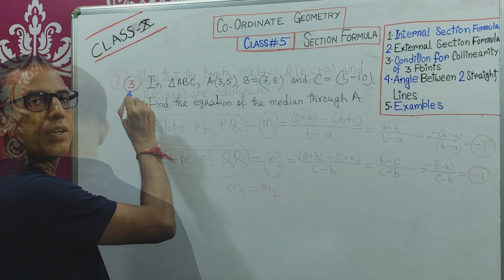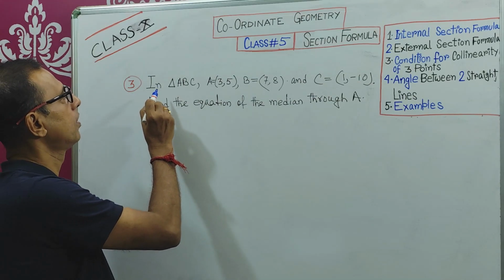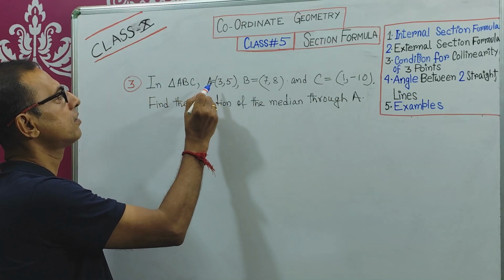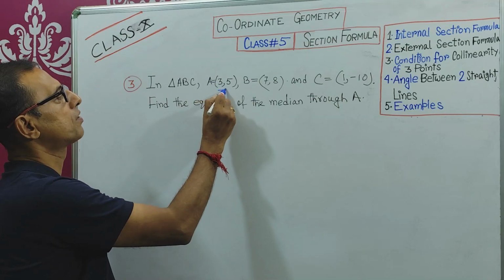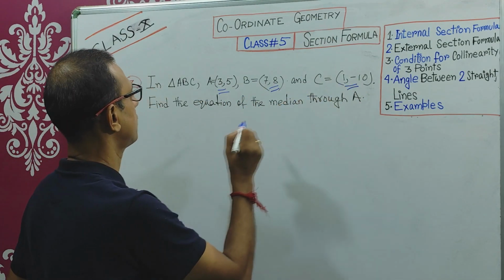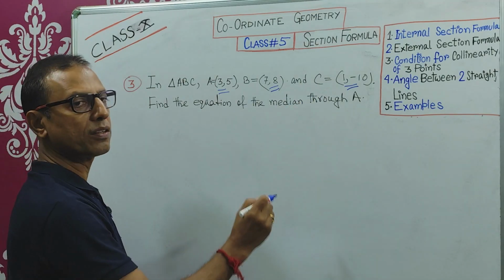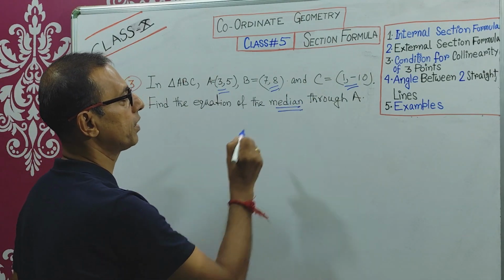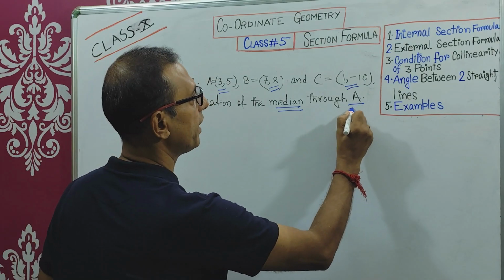Got it? Interesting problem. In triangle ABC, point A coordinate is 3, 5, point B coordinate 7, 8, point C coordinate 1, minus 10. Find the equation of the median through A. Find the equation of the median. Mark it. Median through point A.